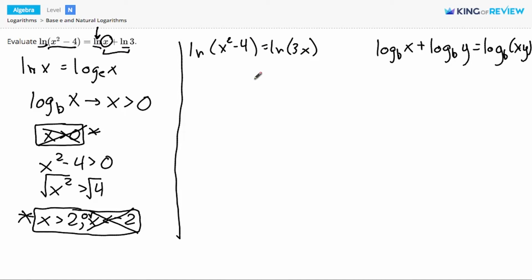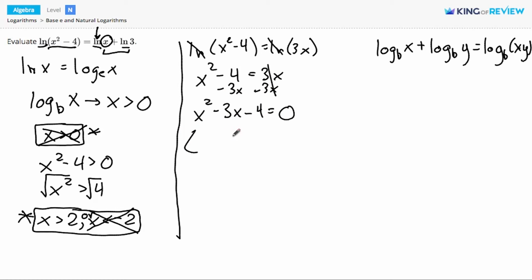Now we can essentially cancel out the two natural logs, leaving us with x squared minus 4 equals 3x. Solving equations where the highest exponent is 2 is usually easier if we have 0 on one side of the equation. So if we subtract 3x on both sides, we will have it equal to 0. Now I believe this left side can be factored. And let's see, if we make this x minus 4 times x plus 1, negative 4 times 1 is negative 4, and negative 4 plus 1 is negative 3.